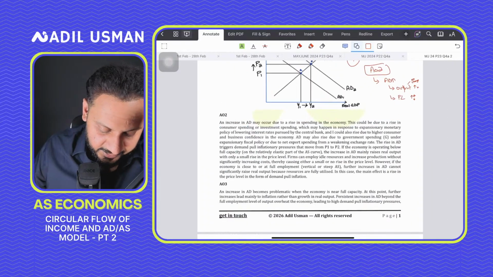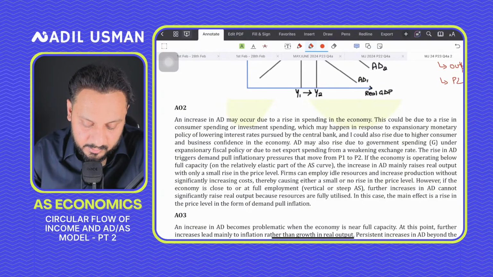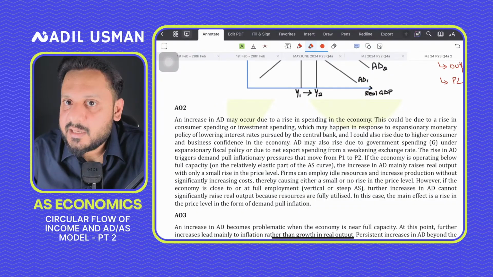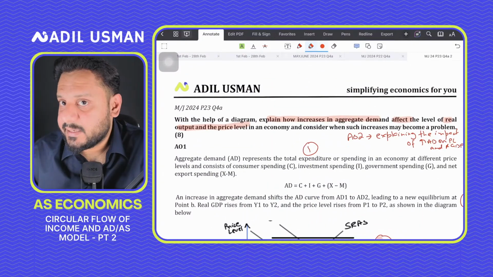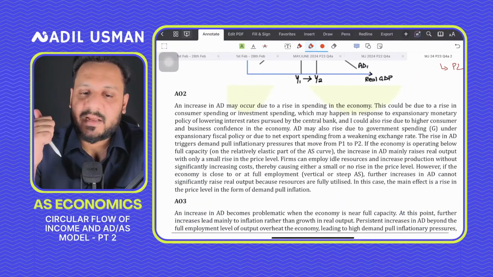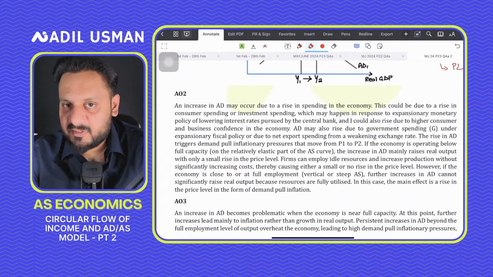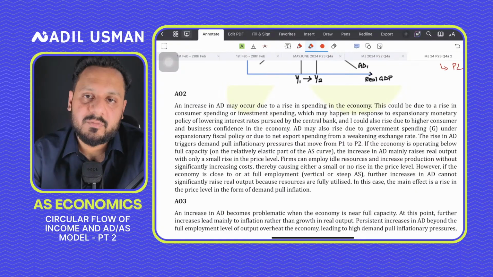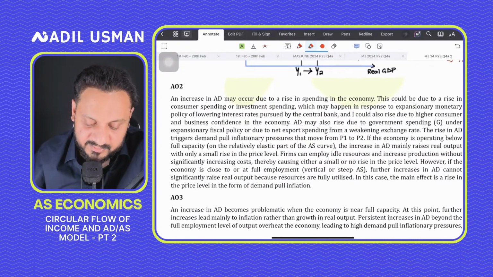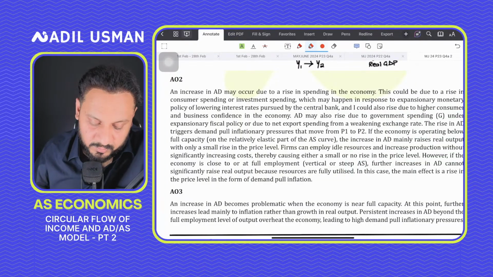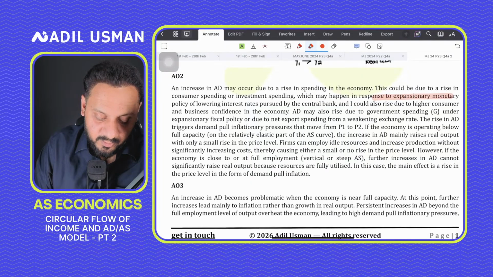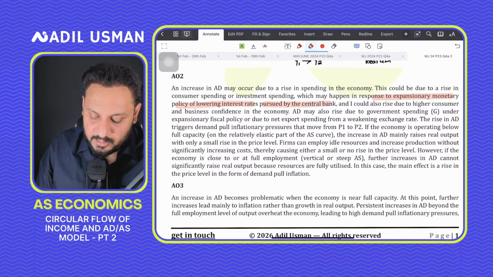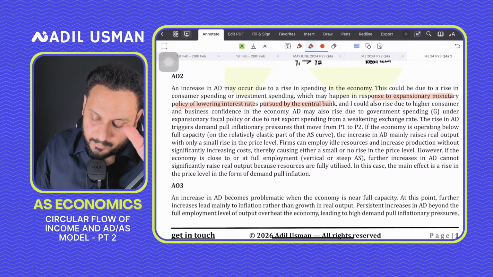So in the analysis you say that an increase in AD, and by the way, why is aggregate demand actually increasing? Aggregate demand could increase because of a rise in consumer spending, maybe, or investment spending because of higher consumer and business confidence, or maybe it's because of an expansionary monetary policy. So an increase in AD may occur due to a rise in spending in the economy, which could be due to a rise in consumer or investment spending, which could happen because of an expansionary monetary policy of lowering interest rates, which is pursued by the central bank. And the investment spending could also rise.